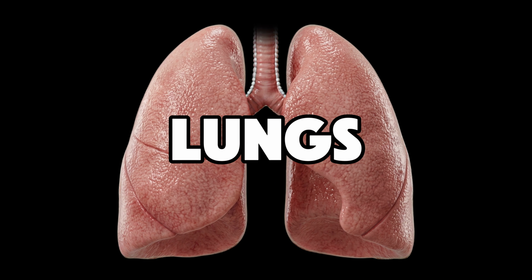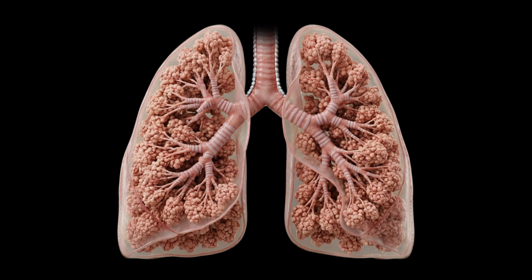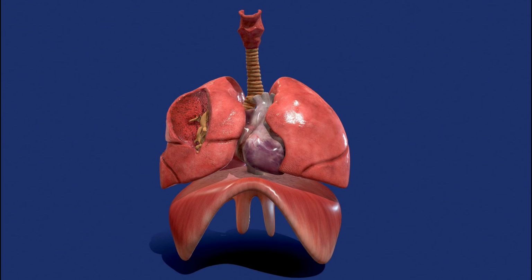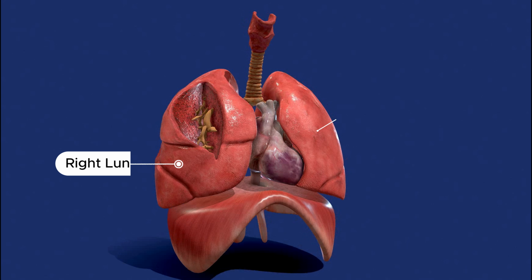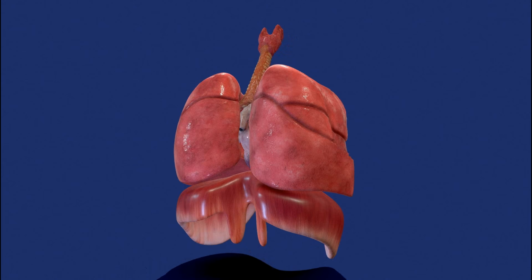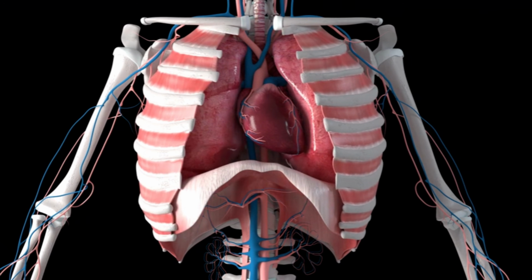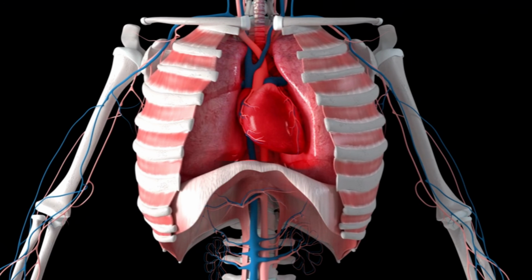Lungs. Now we come to the lungs, which are the most central and most important organs of this entire system. There are two lungs, the right lung and the left lung, and they are located in the chest cavity, meaning the thoracic cavity. Between both lungs, there is a space called the mediastinum, which contains the heart, trachea, and esophagus.